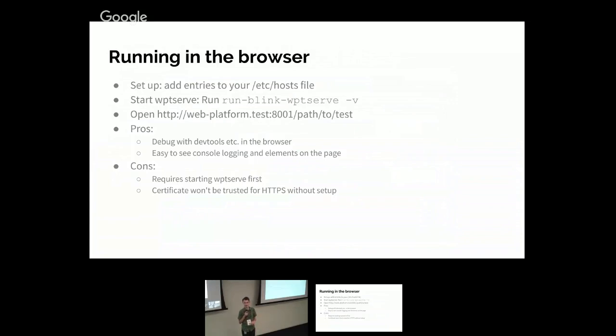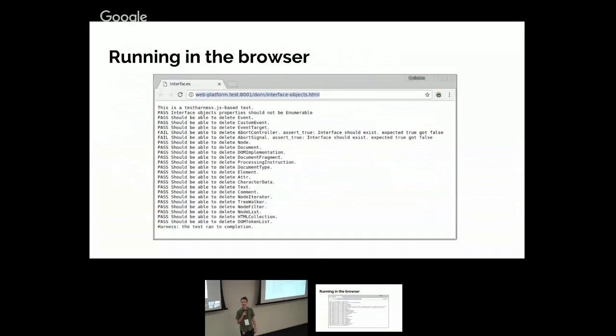The setup is some changes to the hosts file on your computer, and then starting the wpt-serve server, which starts HTTP and HTTPS servers on various ports. And once that's running, you can just visit the page in your browser and use DevTools, etc., to see specifically what's happening. Next slide. So once you do that, it looks like this. Excellent.